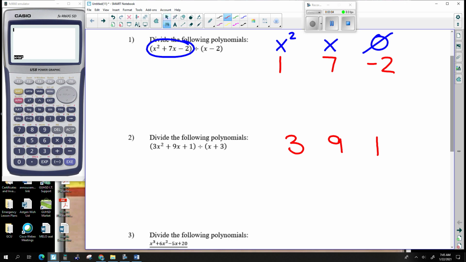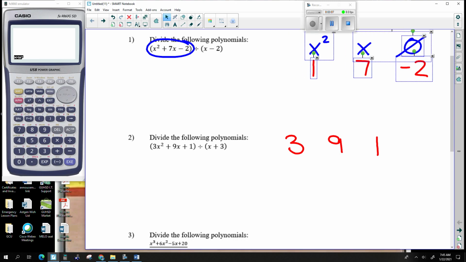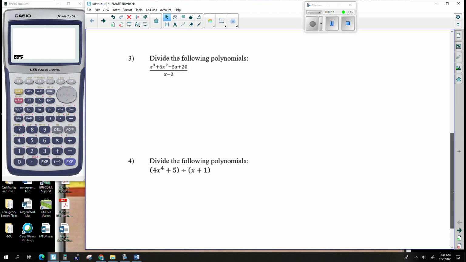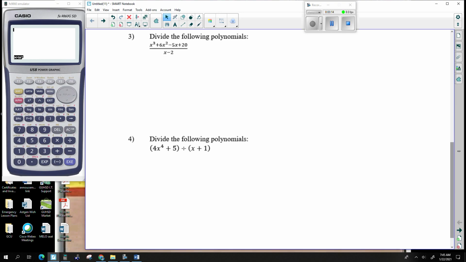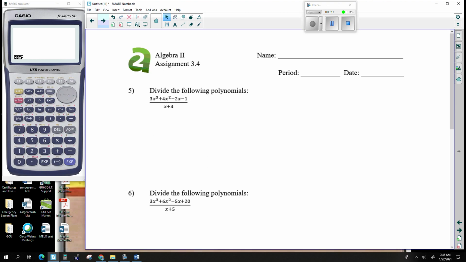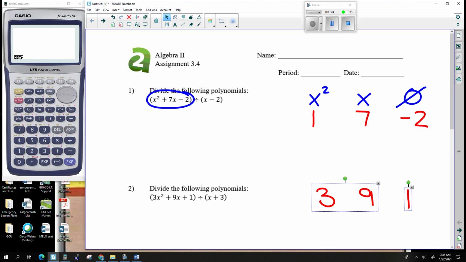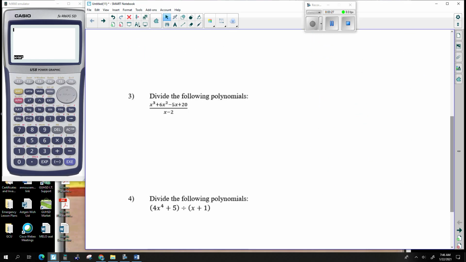Again, we'll talk about that a little bit. Actually, let me jump to a problem in which that will become a little more confusing. All right, so the top number in number 3 starts with an x to the third, and that would be 1, 6, negative 5, and positive 20.